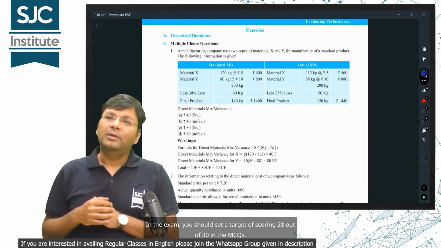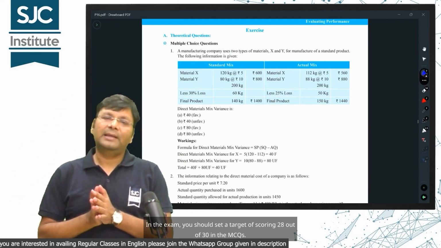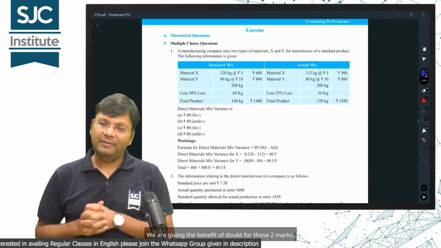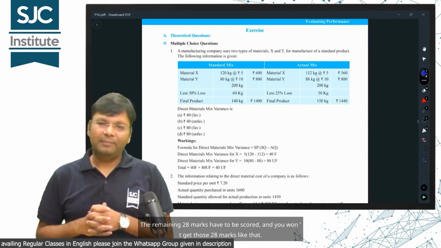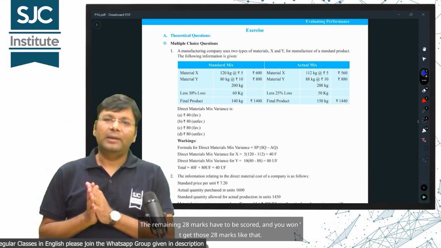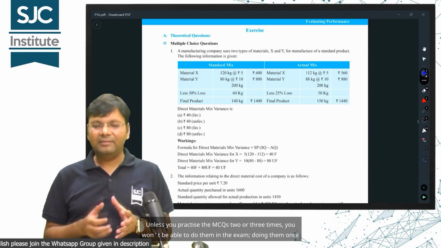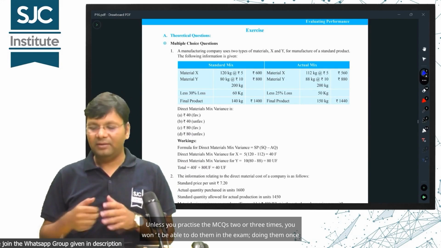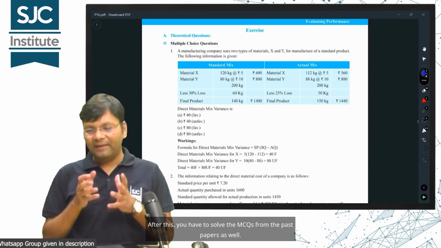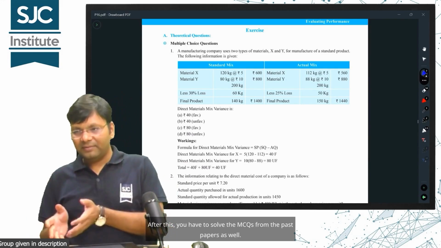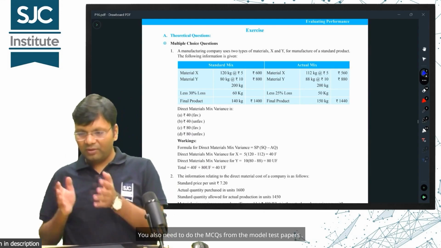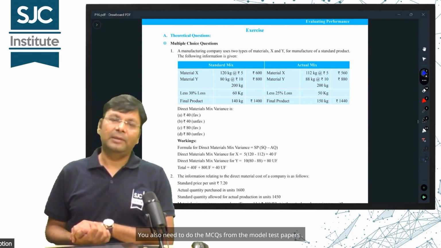In the exam, you should set a target of scoring 28 out of 30 in the MCQs. We are giving the benefit of doubt for those 2 marks. The remaining 28 marks have to be scored, and you won't get those 28 marks like that. Unless you practice the MCQs 2 or 3 times, you won't be able to do them in the exam. Doing them once is not enough. After this, you have to solve the MCQs from the past papers as well. You also need to do the MCQs from the model test papers.